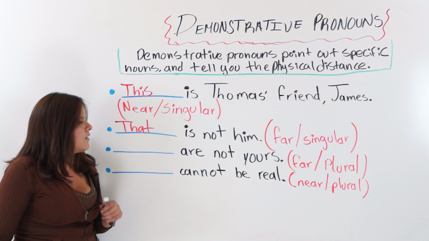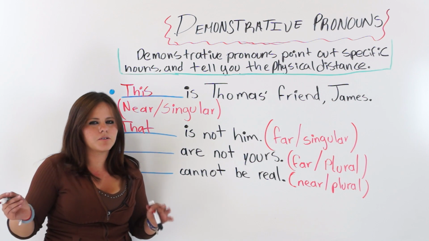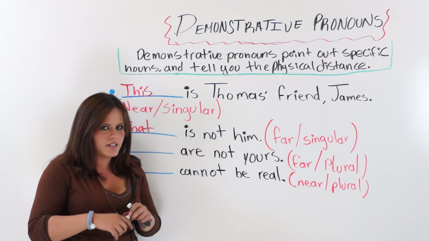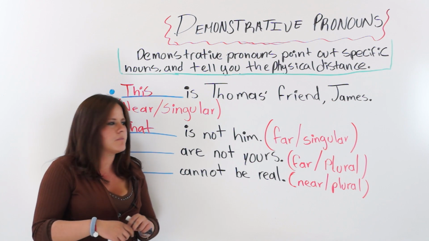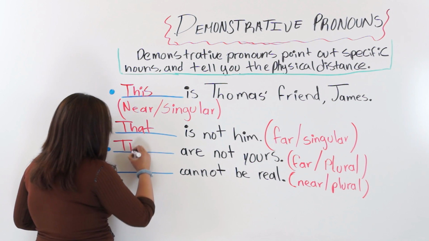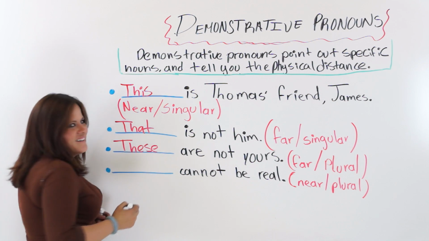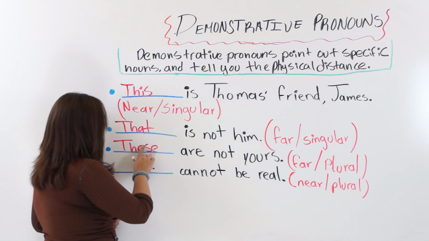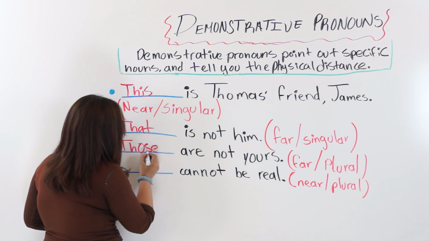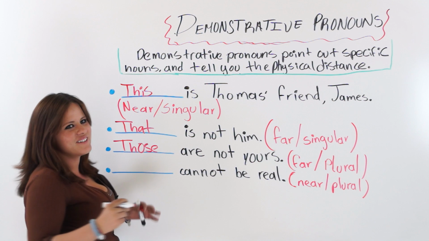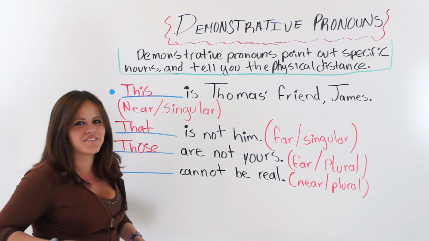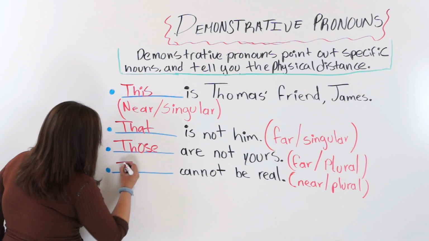The next one says, "Blank are not yours." Far and plural. Alright, so we are talking about a noun that is both plural and far away from you. So we are going to use a demonstrative pronoun, these. Not really, right? Those. Those is the one we are going to use. Why? Because these is for plural nouns that are near to you. I'm sorry.